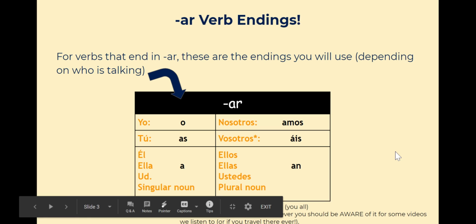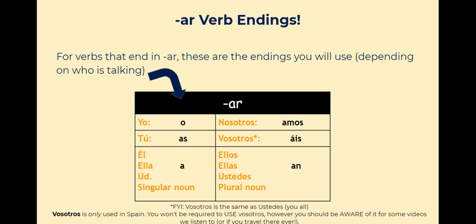So our AR verb endings are here, and these are what we would change the ending to be depending on who is talking. So the yo form ending for AR verbs is o, tú form is as, él, ella, usted, or a singular noun, we use a. Nosotros, we use amos, that's our we. Vosotros, we use áis. And then ellos, ellas, ustedes, and then plural nouns, we use an. So that's our plural people, like they and you all.